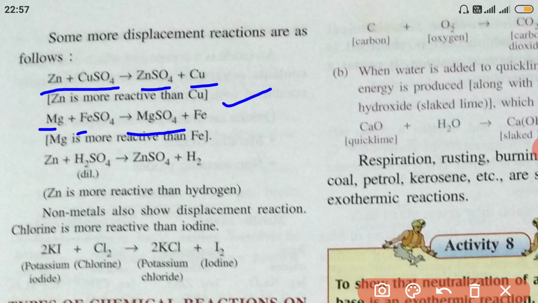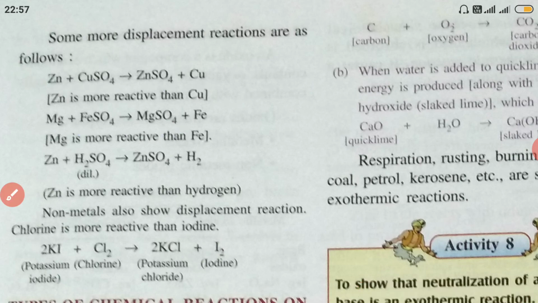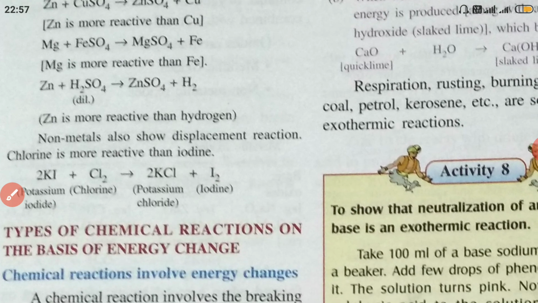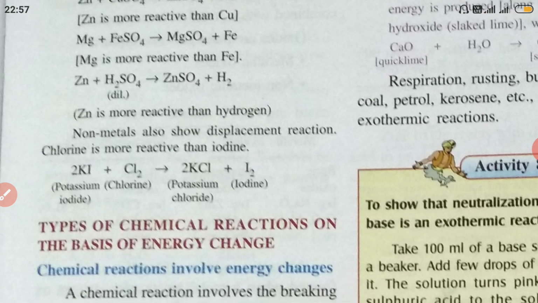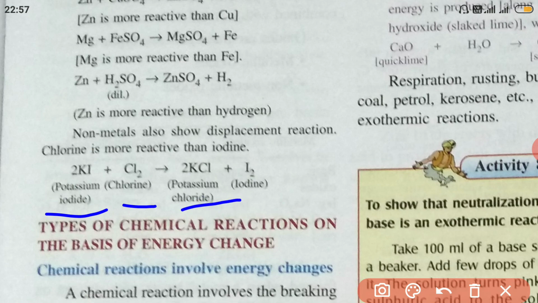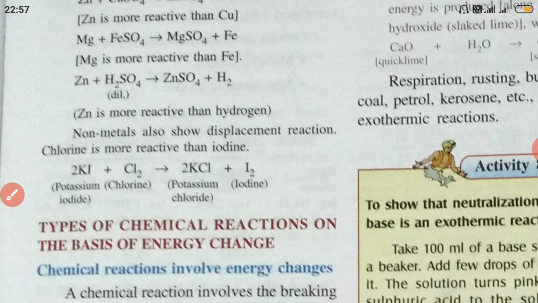Non-metals also sometimes show displacement reactions. If we take the example of potassium iodide, potassium iodide reacts with chlorine. Chlorine, being much more reactive than iodine, takes the place of iodine and becomes potassium chloride, and iodine is liberated alone. Okay. Next we have types of chemical reactions on the basis of energy change.